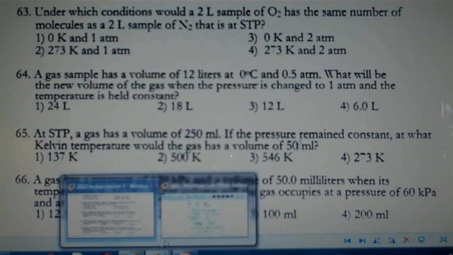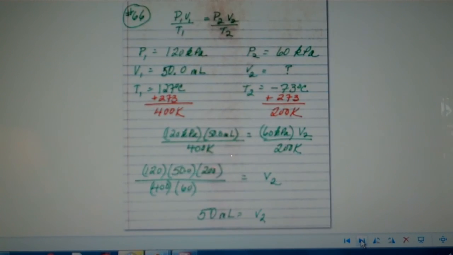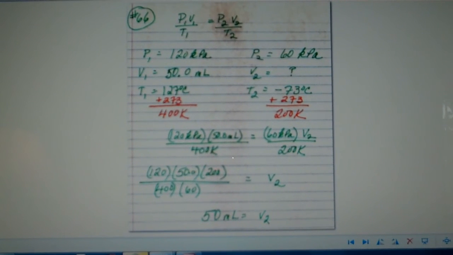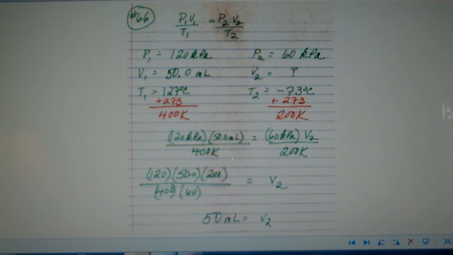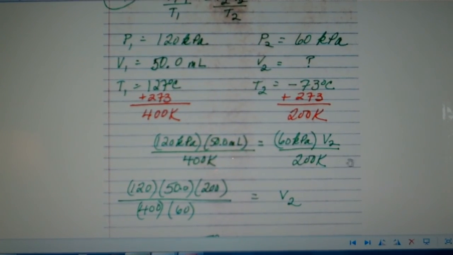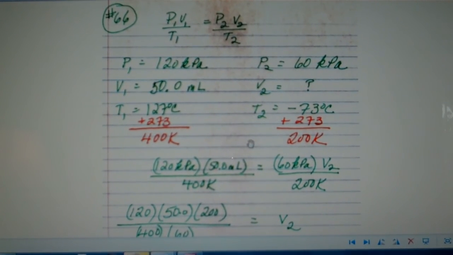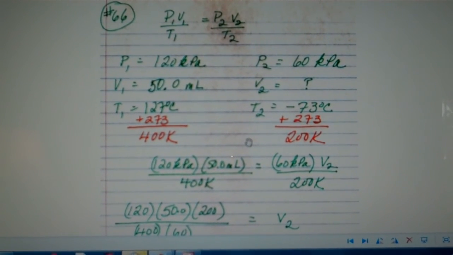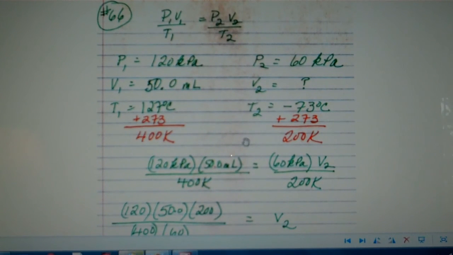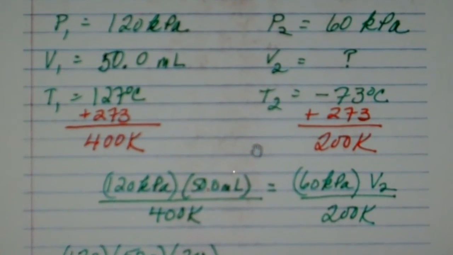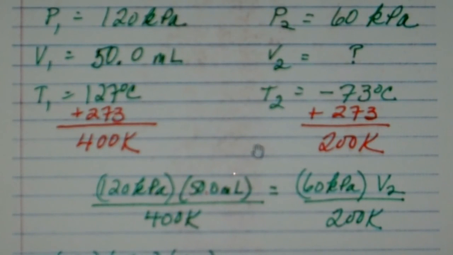This is what the problem is going to look like. Question number 66. Let's make that a little larger so you can see it better. There we go. So we have the equation P1 V1 over T1 equals P2 V2 over T2. Again, that is from Table T. We have all of our givens set up like we normally would. Make sure that you convert your temperatures from Celsius to Kelvin. Put all the numbers into the equation as you see done below. And you're solving for V2.